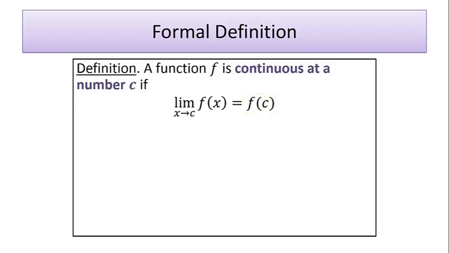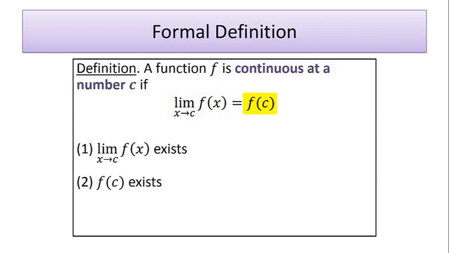There are actually three claims being made in this statement. Let's look at them individually. According to our definition, a function f is continuous at a number x equals c if, first, the limit of the function exists as x approaches c. Secondly, the function is defined at c, that is, f of c exists. And finally, the value of the limit at c is equal to the value of the function at c.